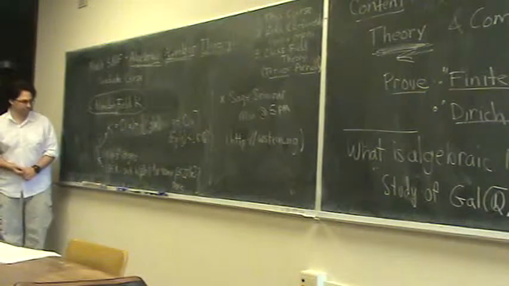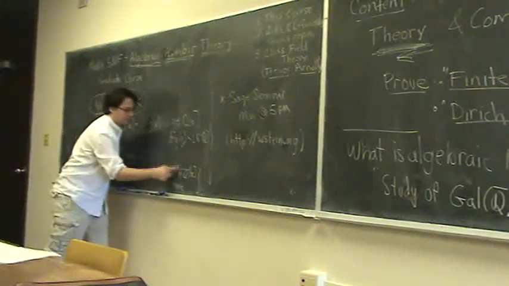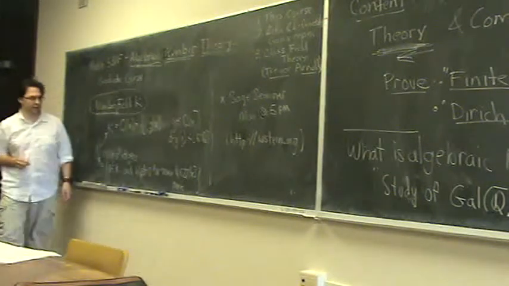H is the polynomial. Oh, did I reuse h? No, you said h. Oh, oops, thank you. So an h in Z[x] monic.